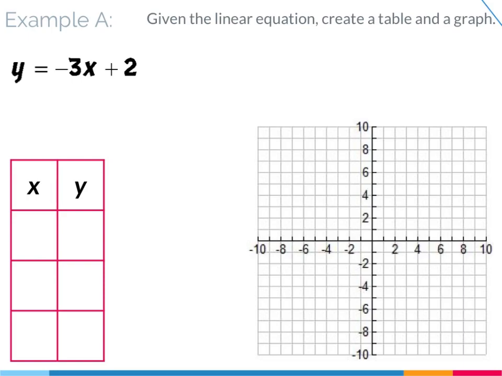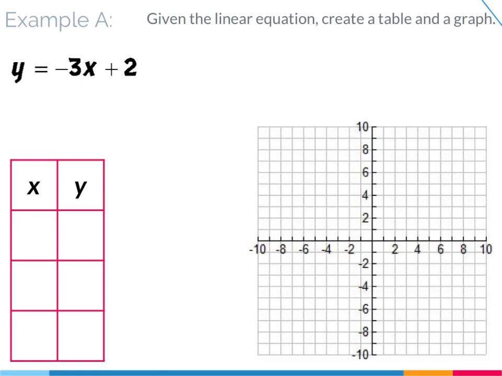So here we are in example A, and it says given the linear equation, create a table and a graph. We've got our equation here, y equals negative 3x plus 2. We've got a table, but it's empty, and we've got a graph there, but it doesn't have anything on it. So we're going to have to put some points on our graph in order to figure out where our line is going to be. So we've got x's and y's, and the way this is going to work is we are going to select the x's, and then we're going to plug them in or substitute in order to find our y's.